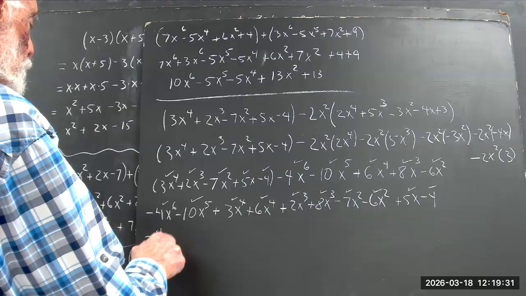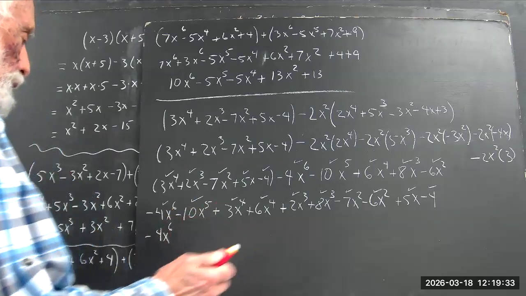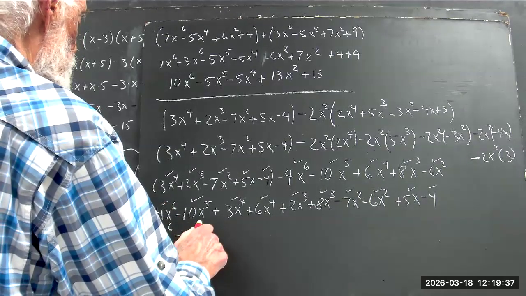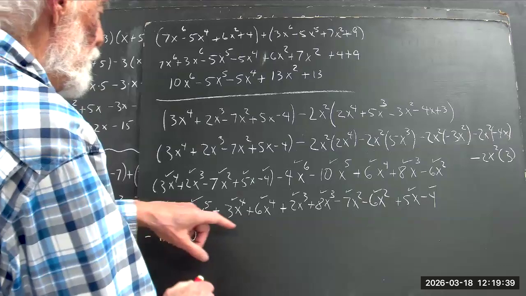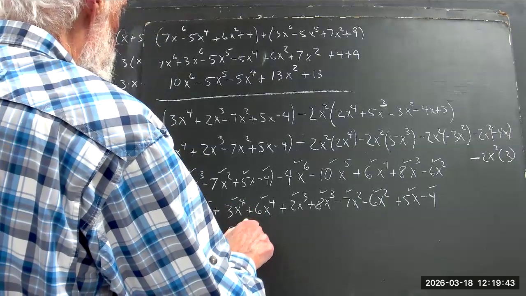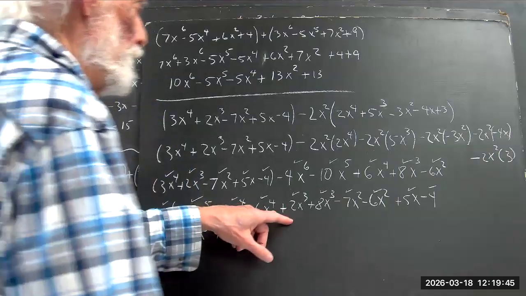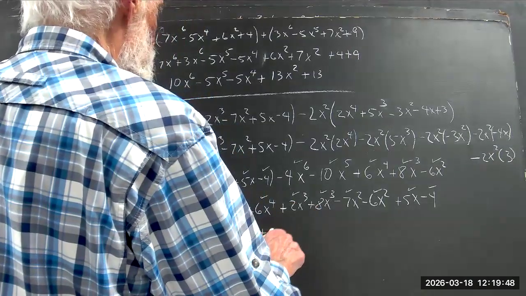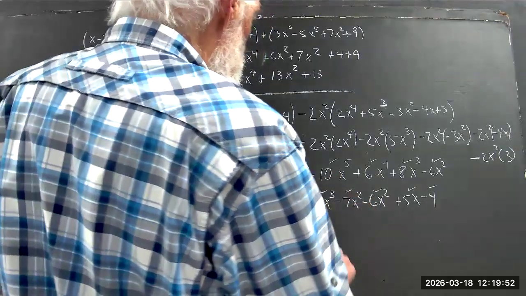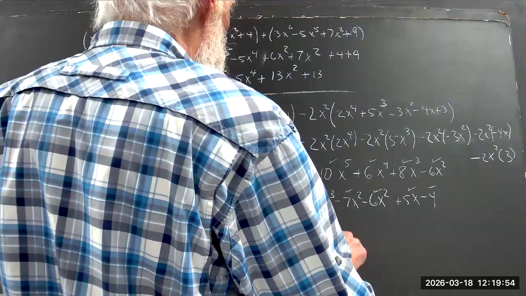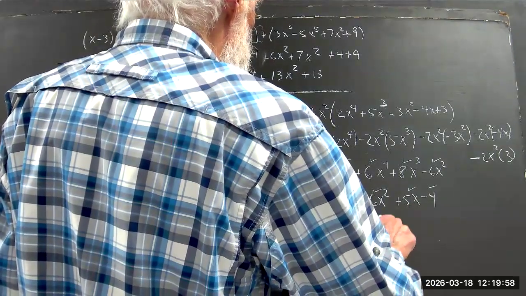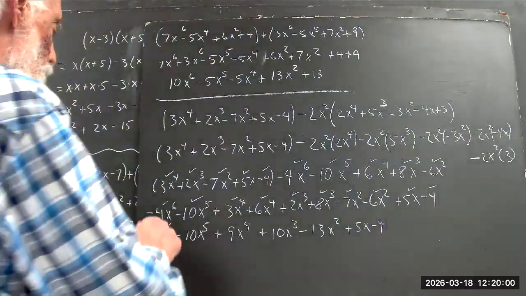Okay, so we have negative 4x to the sixth. It's only x to the sixth. We have negative 10x to the fifth. No other x to the fifths. We have 3x to the fourth and 6x to the fourth, which is 9x to the fourth. We have 2x cubed and 8x cubed, which is 10x cubed. We have negative 7x squared minus 6x squared. That's minus 13x squared. And then we have our 5x and our minus 4.